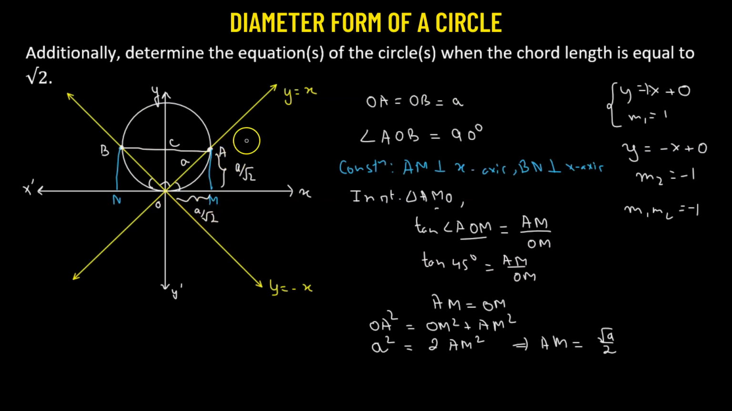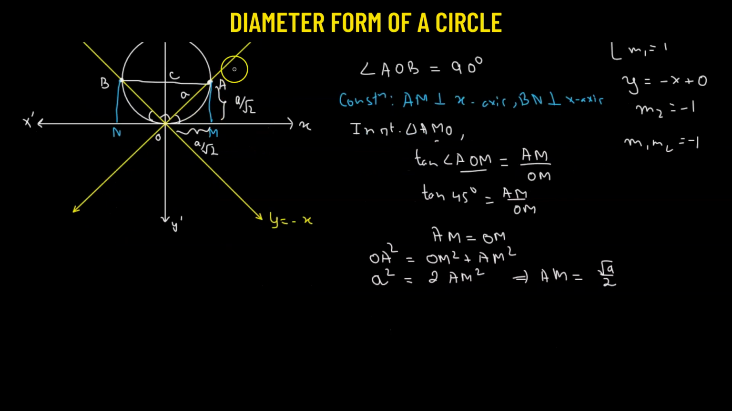Now we have the coordinates of point A. The x coordinate is a over square root of 2 and the y coordinate is a over square root of 2. So that's the coordinate of point A. Let's note it down: a over square root of 2, comma, a over square root of 2.